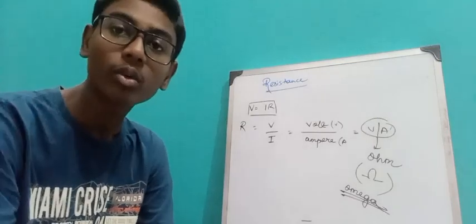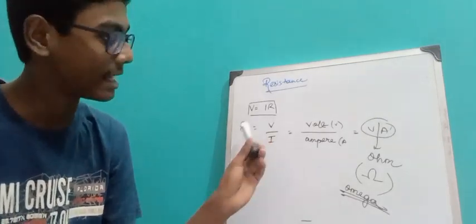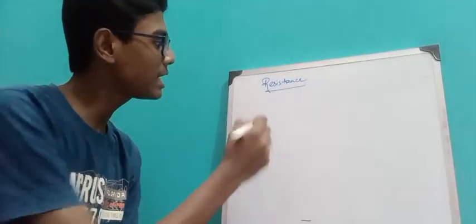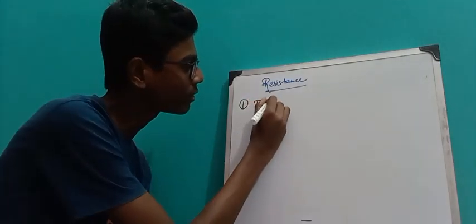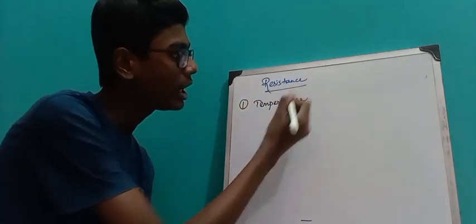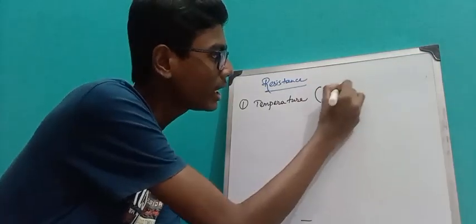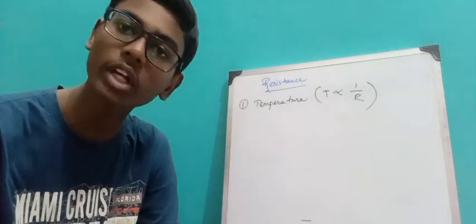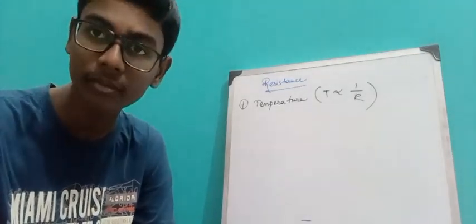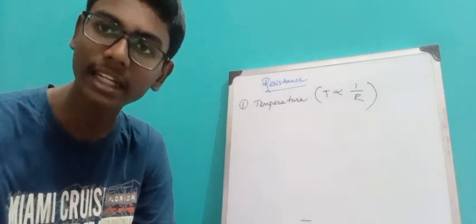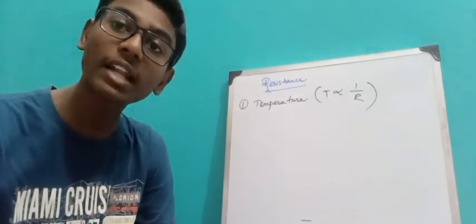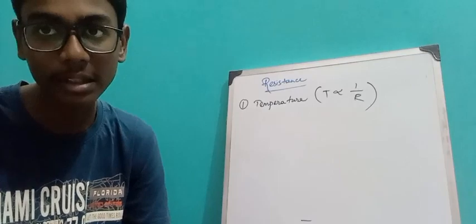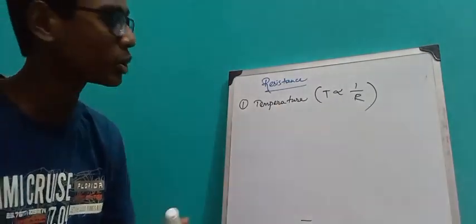Now we have four factors that affect the resistance. What are the four factors? First factor is temperature. If the temperature is high, ions will gain more kinetic energy and move faster, and electrons will be flowing. So if the ions start moving, the electrons will face some amount of obstruction. So resistance will be there. So temperature is inversely proportional to resistance.